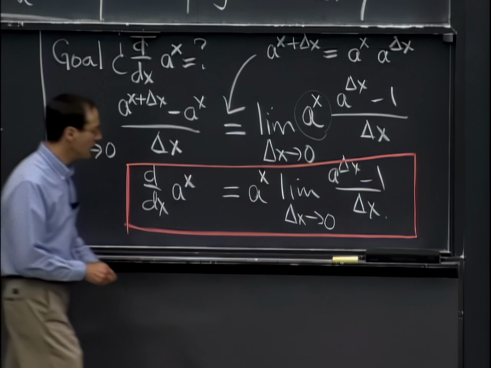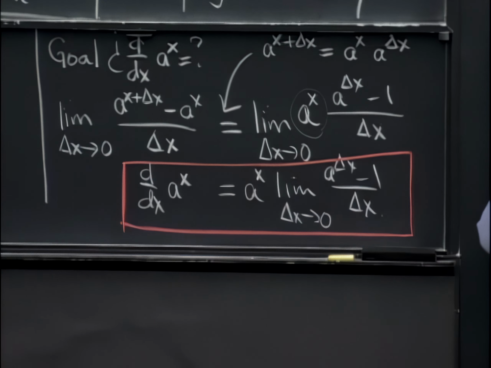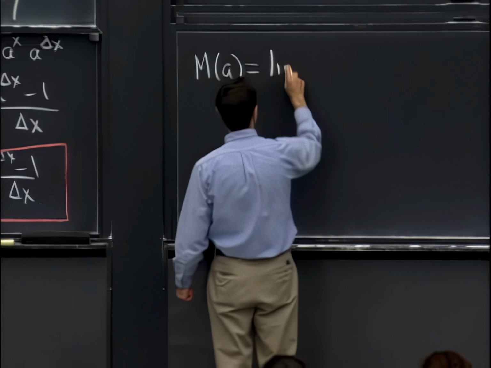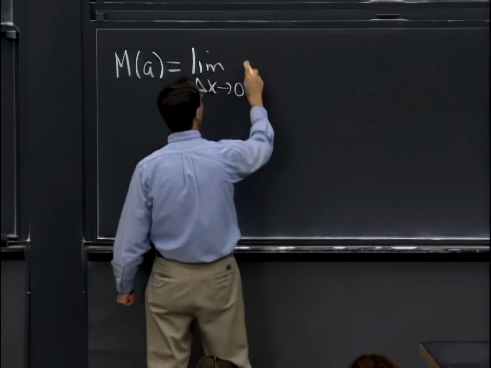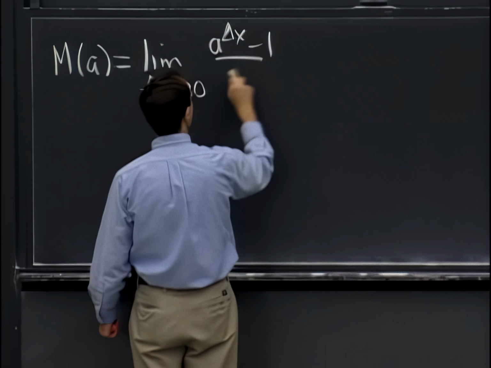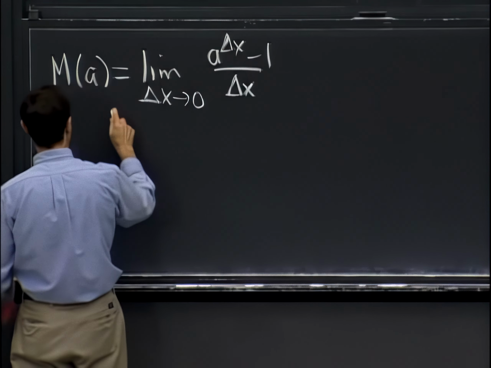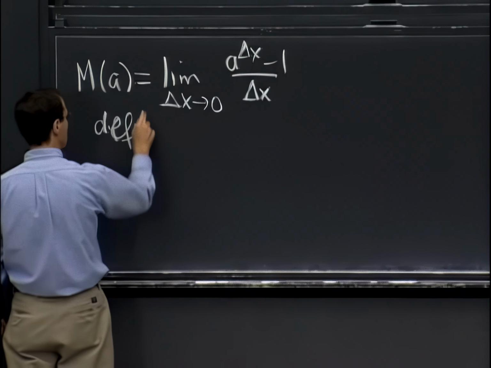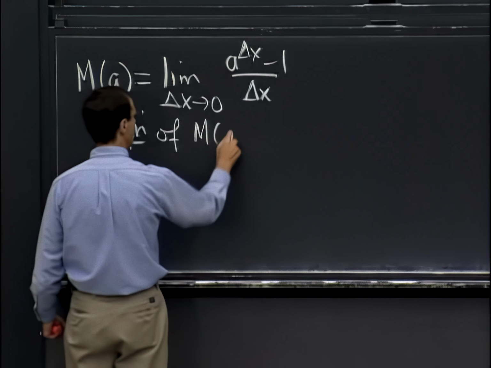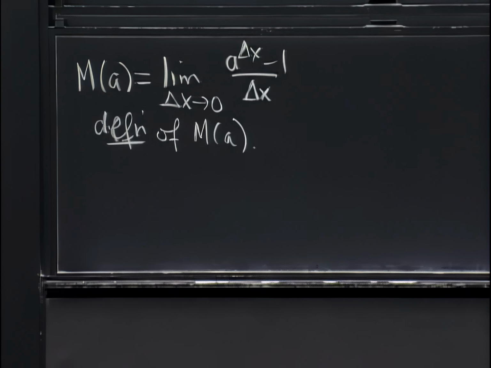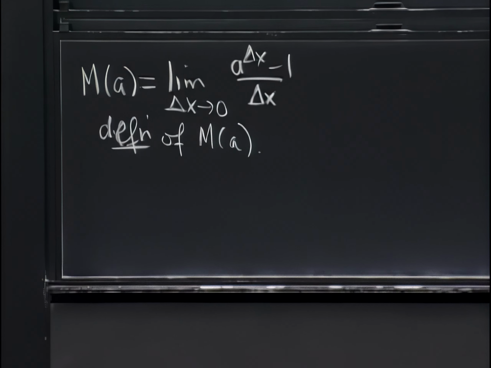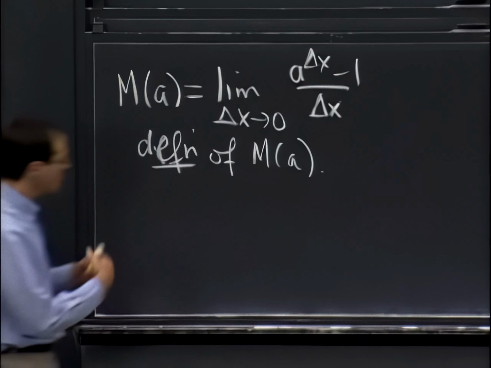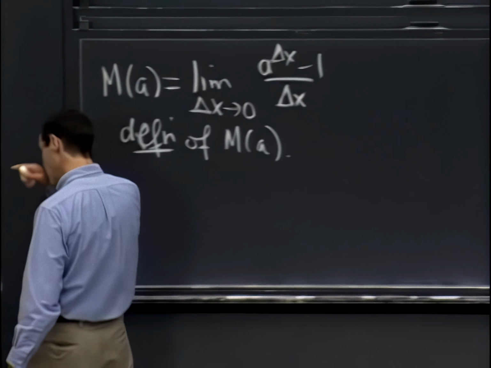And I'm going to call this something, this mystery number, m of a. So I'm going to make the label m of a equal to the limit as delta x goes to 0 of a to the delta x minus 1 divided by delta x. All right, so this is a definition. So this mystery number, m of a, has a geometric interpretation as well. So let me describe that. It has a geometric interpretation, and it's a very, very significant number. So let's work out what it is.